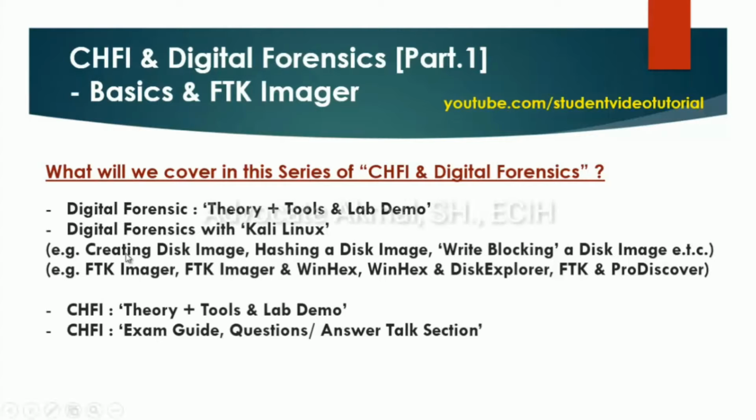Here are some of the examples that we will be seeing throughout this series, such as creating disk image with a free open source tool known as FTK Imager. I said that FTK Imager and WinHex and FTK and ProDiscover are the tools involved in digital forensics for creating images, for analyzing them, for hashing them, and for write blocking disk image. And next one is hashing a disk image with FTK Imager and WinHex, write blocking the disk image with WinHex and Disk Explorer, viewing and analyzing the disk image contents. Finally, these are the basics we will be covering in this tutorial series.